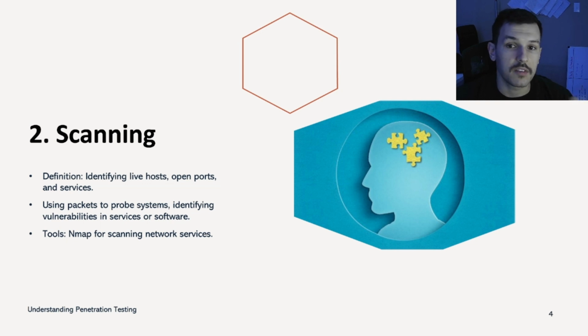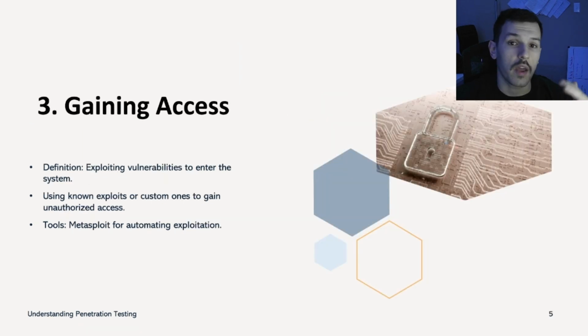So in this phase, pen testers will use tools like Nmap to send packets to the target systems, identifying which IPs are active, which TCP/UDP ports are open, and what types of services like HTTP, FTP, SSH are running on those ports. This phase helps in finding potential vulnerabilities in the running services or software versions that could be exploited.